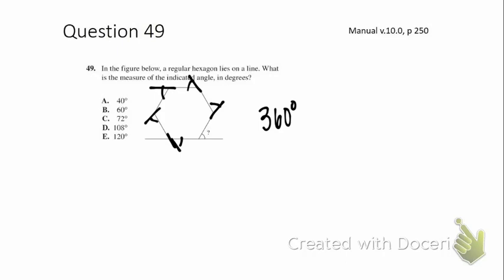Because it says it's a regular hexagon, that means all the side lengths are the same, which means all of these angle measures are also going to be the same. What you can do is take that 360 and divide by the number of angles that we have. So 1, 2, 3, 4, 5, 6. Divide by 6, and that gives us 60 degrees.